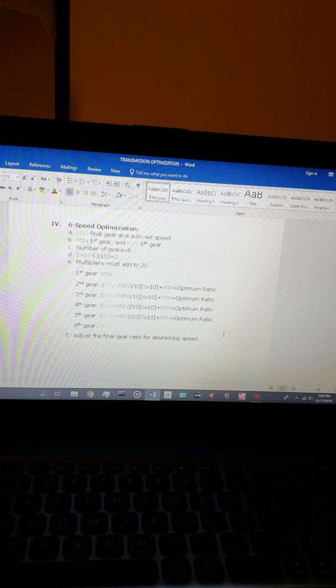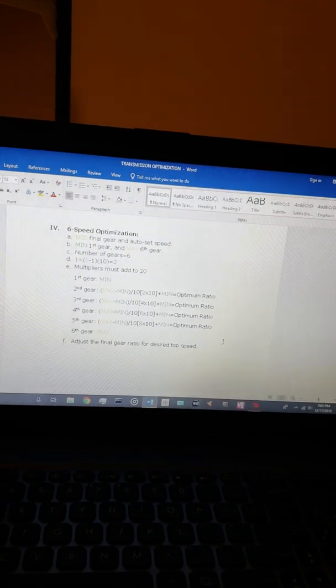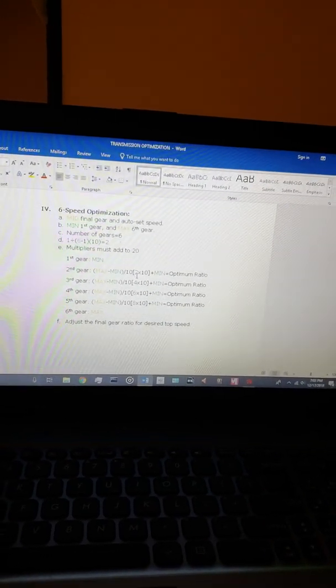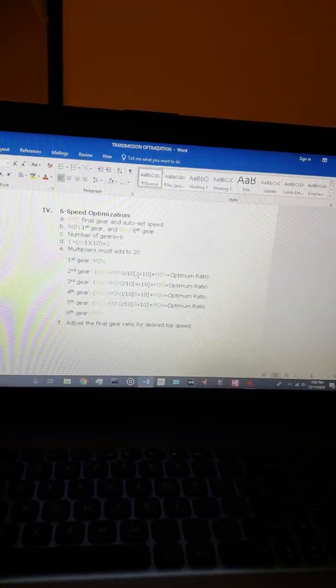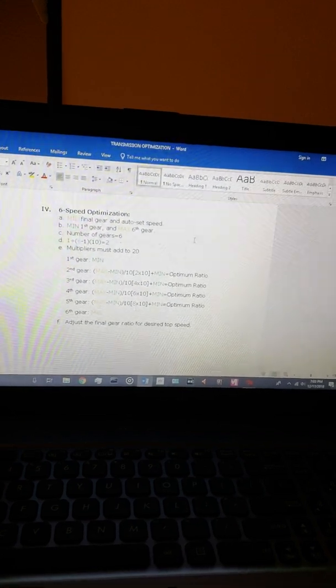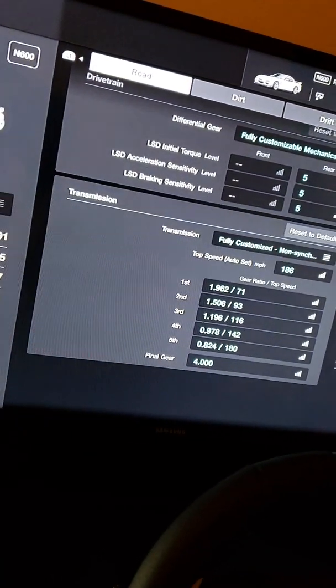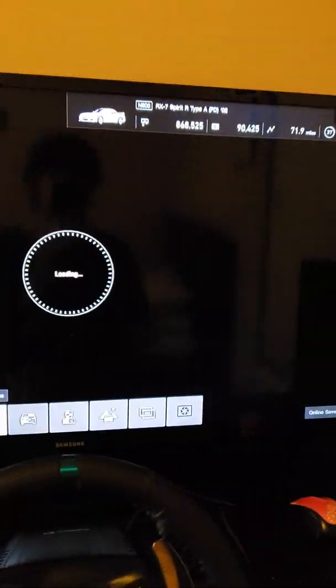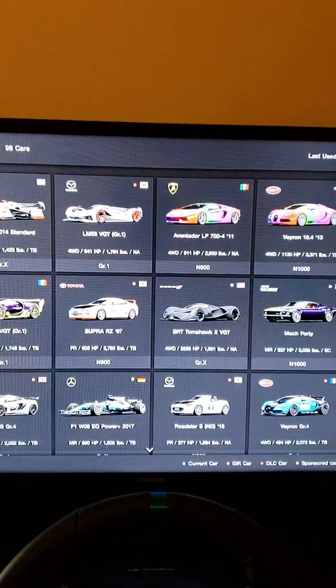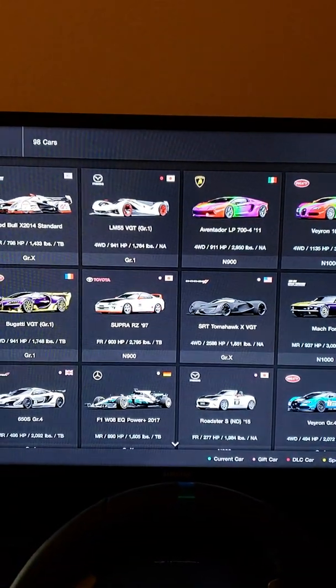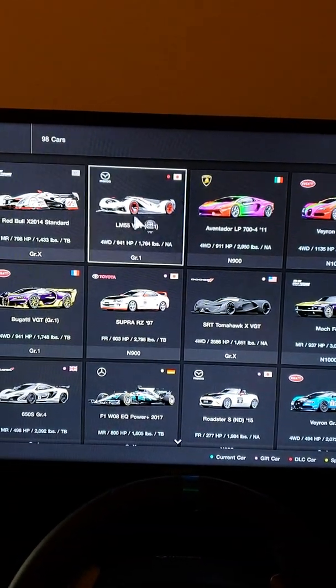Okay, and now we're going to look at a 6-speed transmission. The principle is exactly the same, except this is a lot easier, I guess you could say, because you're not dealing with decimals in this case, because in this case the multipliers go from 2, 4, 6, 8, right? So I'm going to show you one I've already optimized, actually. All of my vehicles have optimized transmissions. So let's find one with 6 gears.